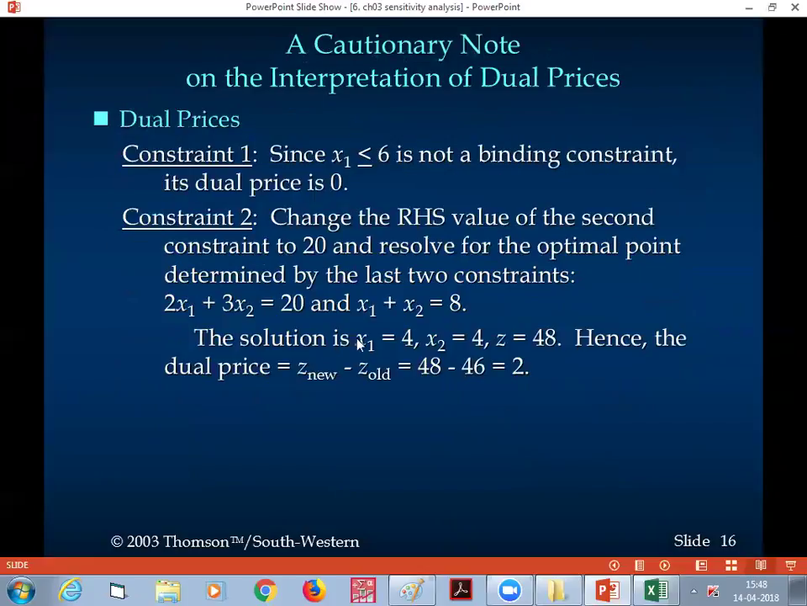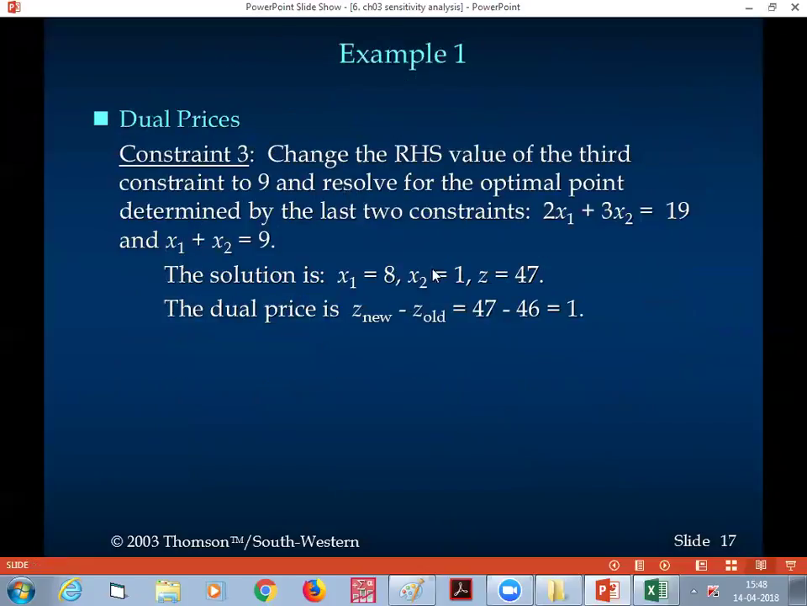Finally, the dual value for the third constraint. Now we'll increase it to 9. So we'll get 2x1 plus 3x2 equals 19, x1 plus x2 equals 9. Again, 9 times 3 is 27. 27 minus 19 is 8, and so 8 comma 1, because x1 plus x2 equals 9. So 8 comma 1, and now the objective value is 4 times 8 is 32, 4 times 1 is 4, 32 plus 7 times 1 is 7.